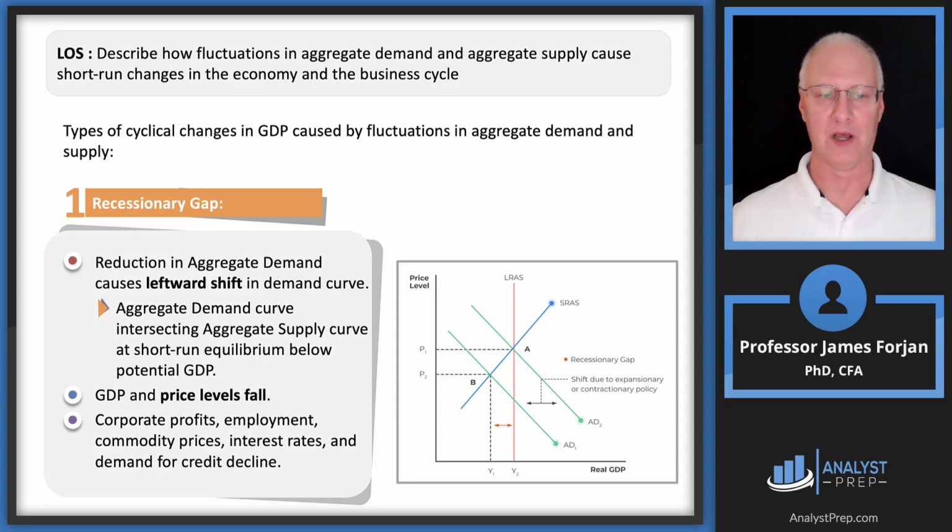And then look at that last circle point. Corporate profits, employment, commodity prices, interest rates, and demand for credit are probably going to decline. Now, they're probably not all going to decline by the same amounts or the same proportions, but nevertheless, this is called a recessionary gap, which doesn't have to result in an actual recession, but it will very likely result in a contraction, maybe for 1 quarter, a contraction of the economy. That is the recessionary gap when there is a shift in the aggregate demand curve leftward.